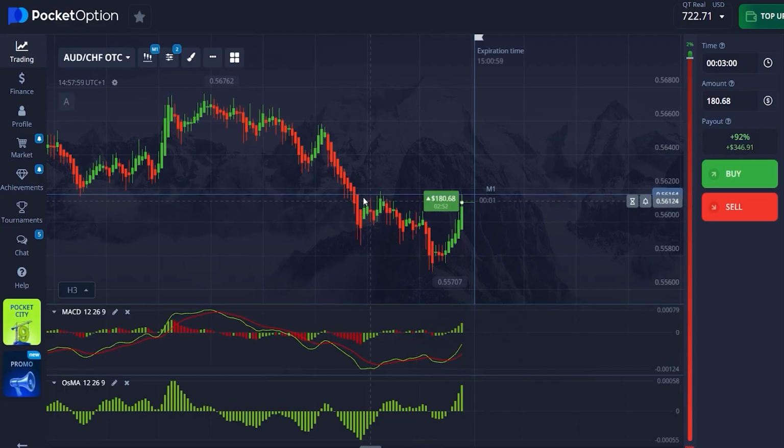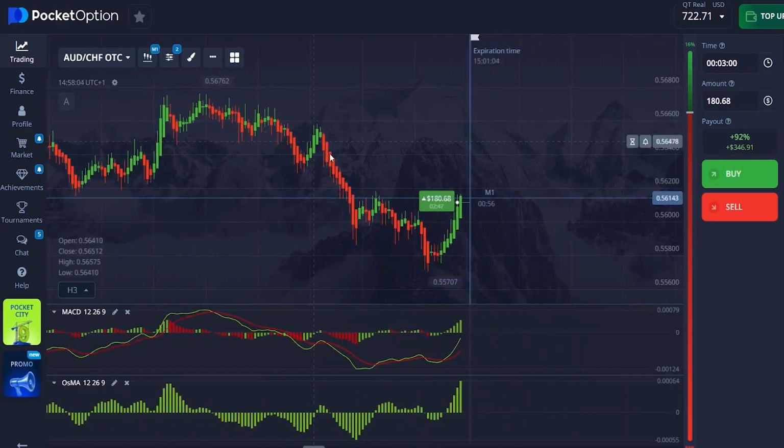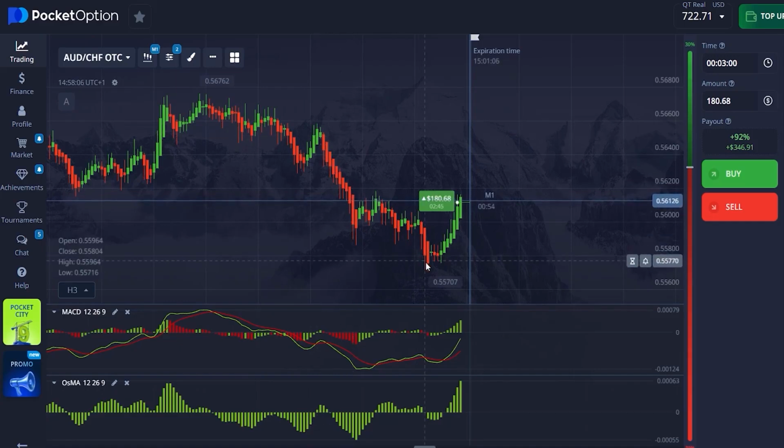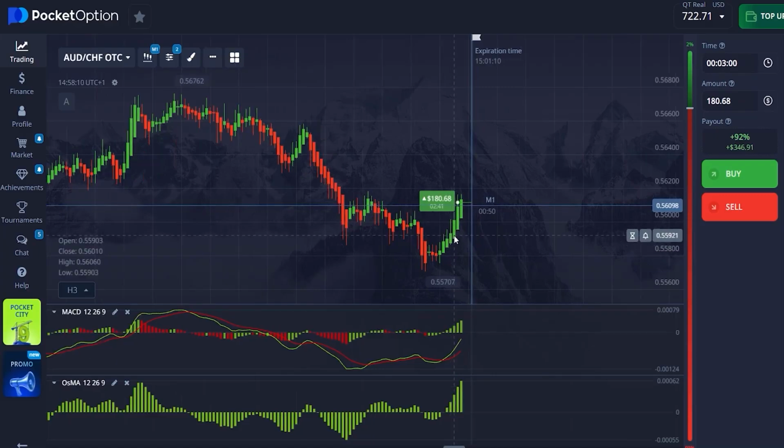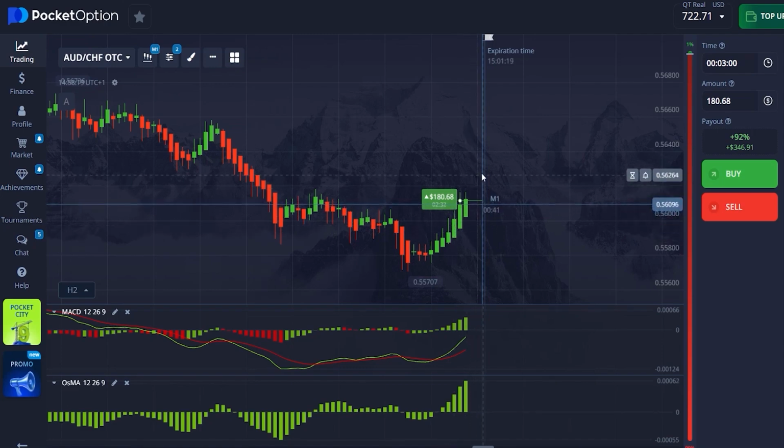The first thing I put into consideration is the direction of the market. So right here, the market has actually moved towards a downside direction, and this is the reversal of the market towards an upside direction. Not only that, I also find a consistent candlestick. That shows that there is enough liquidity in the market to push the market towards a particular direction.